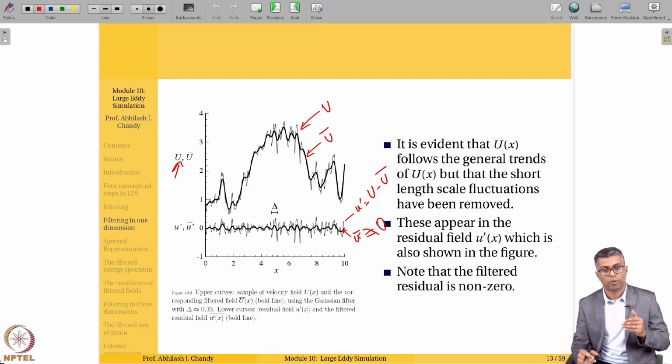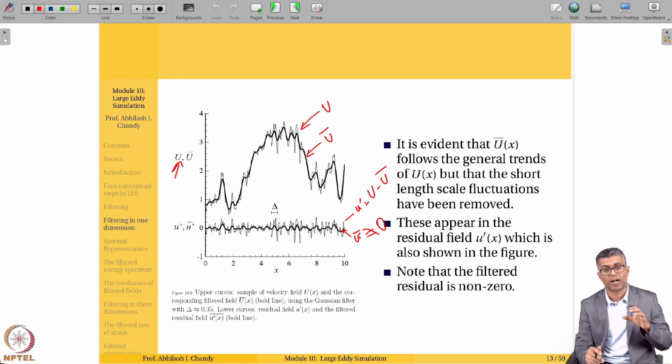Now, on the bottom of this plot, you will see there are again one thin line and one thick line. The thin line represents the residual velocity. So U prime, which is equal to U minus U bar, isn't it? Now, if you make that go through a filter, if you filter the residual field, okay? So the filtered residual field is the thick line on the bottom. And as you can see, the filtered residual field is not zero, as I have written here.